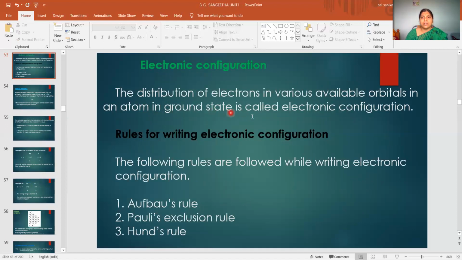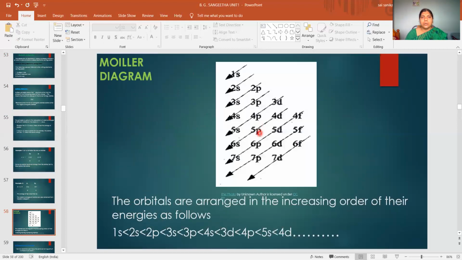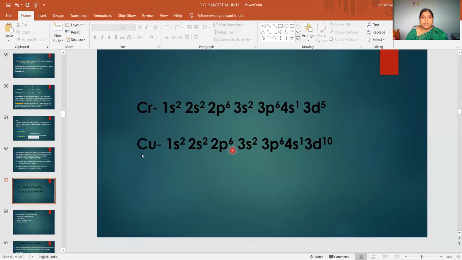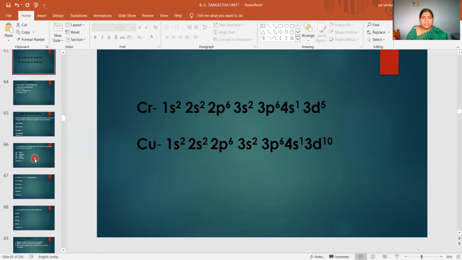So what is electronic configuration? The distribution of electrons in various orbitals in an atom in the ground state is called electronic configuration. To write this configuration, we follow these 3 rules. These 3 rules are very important and repeated the maximum number of times. Any one of these rules is compulsory in the exam.